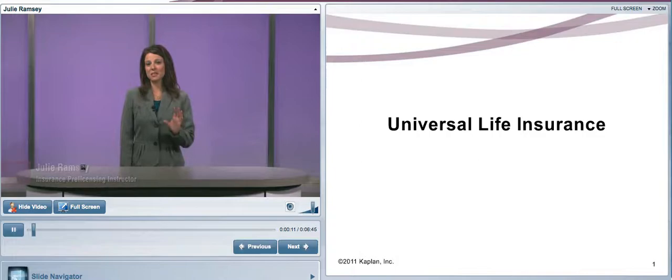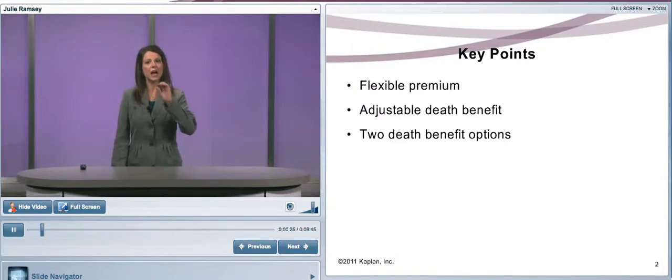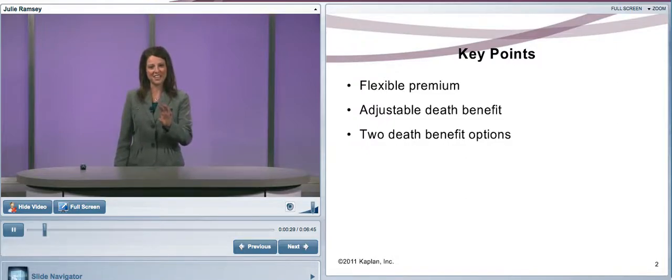In this session, some key points: Universal Life has flexible premiums. It also has an adjustable death benefit, which means later on if I decide I need more insurance coverage, then I can go through underwriting and increase the death benefit. I don't have to buy a separate policy. I can do it all in one policy. Later on, if I decide I'm at retirement, I don't need as much, I can reduce the death benefit. And Universal Life has two different death benefit options.